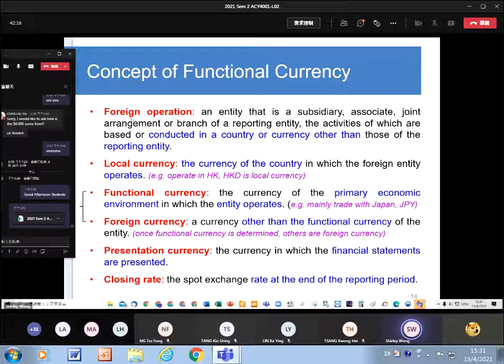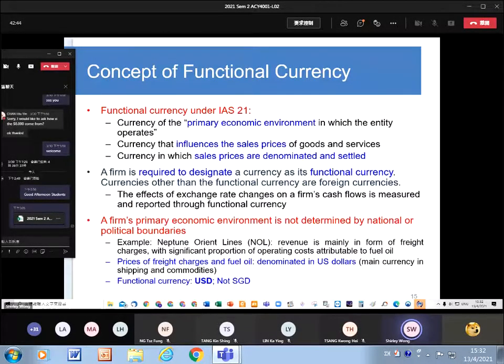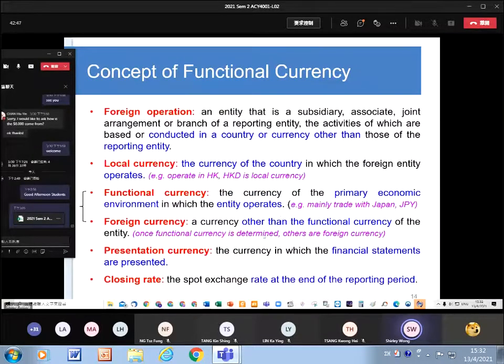So if I operate in Hong Kong, the local currency is the Hong Kong dollar. However, my main business actually is to trade with Japan. I purchase from Japan and I sell to Japan. Most of the transactions I use are in Japanese yen. Then even though you are located in Hong Kong, you can choose the Japanese yen as your functional currency. So functional currency can reflect your daily operation. Later on in the next slide, we'll teach you how to choose the functional currency. So now you just get the idea. Functional currency is your daily business, your primary economic environment, where your entity operates.